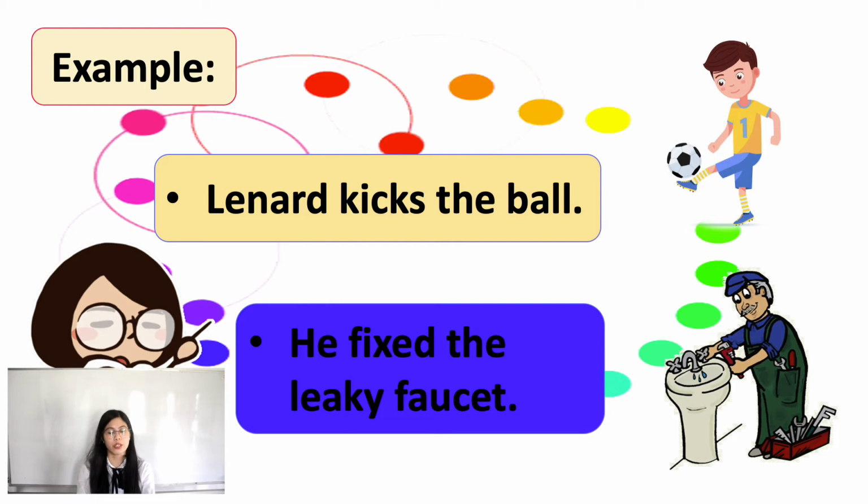Next example. He fixed the leaky faucet. So here, our subject would be the pronoun he because he's the doer of the action. If you're going to ask, who fixed the leaky faucet? The answer would be him. And our predicate would be the verb fix because it is an action verb.